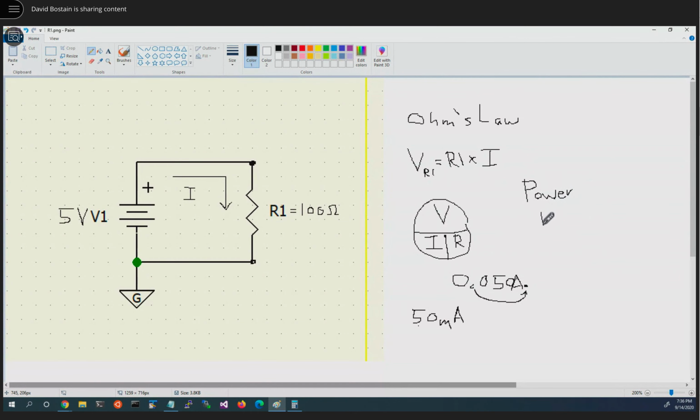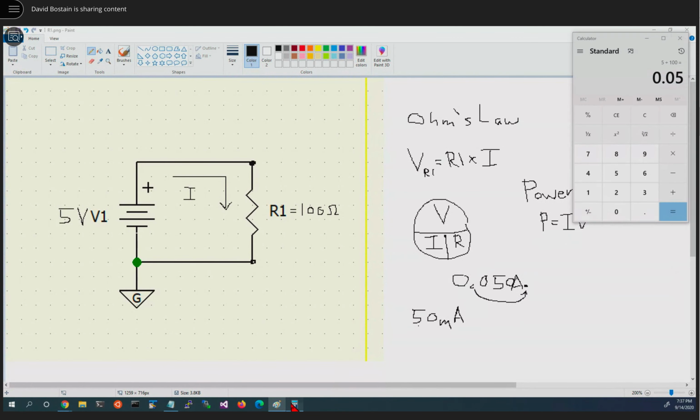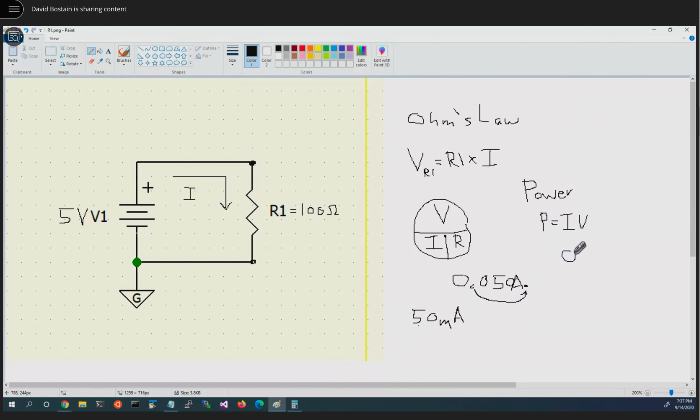And that formula was P in watts, the power in watts, is equal to the current in amperes times the voltage in volts. So we know what the answer is, and we already have it in our calculator, in amps, times the voltage, which is 5. So 0.25, 0.25. This is watts.